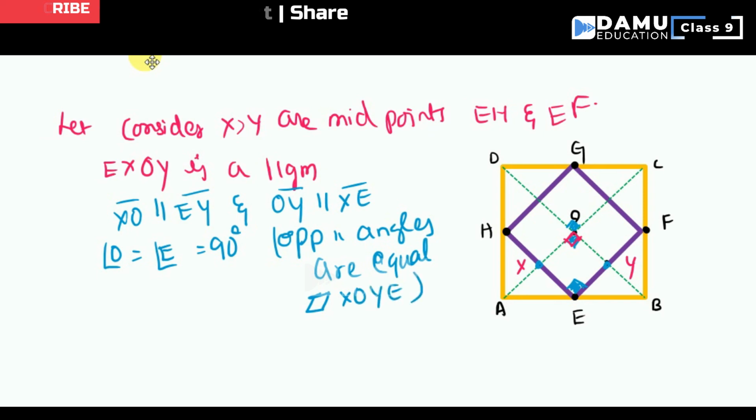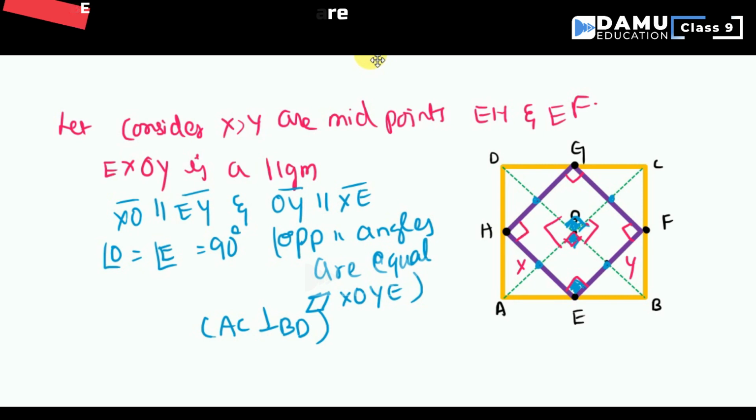If you continue like this, the diagonals are making 90 degrees. Don't get confused. How we got this is that the diagonals AC and BD are perpendicular and make 90 degrees at the center, at every corner. So the opposite angles also are 90 degrees here, and here, and here. For all the opposite angles, it is 90 degrees if you take all the points like this.